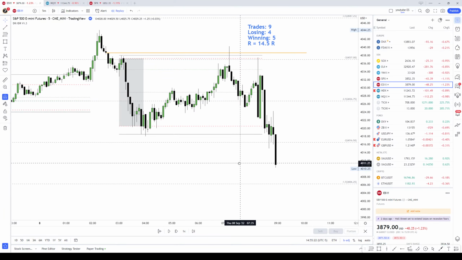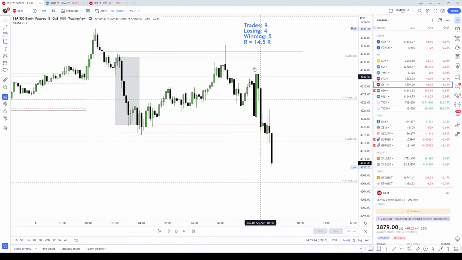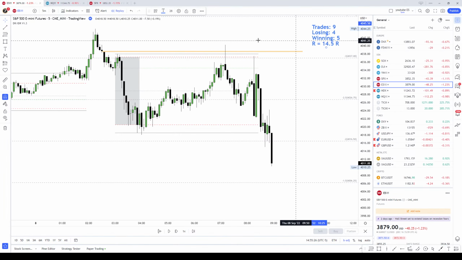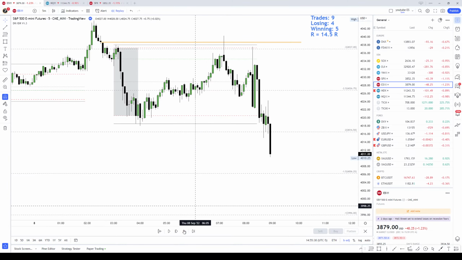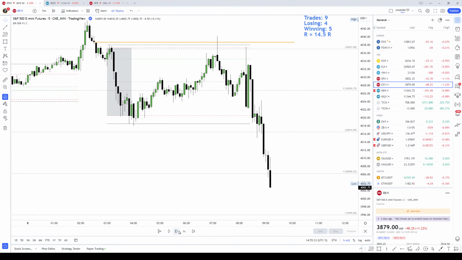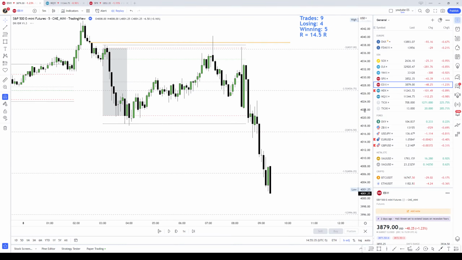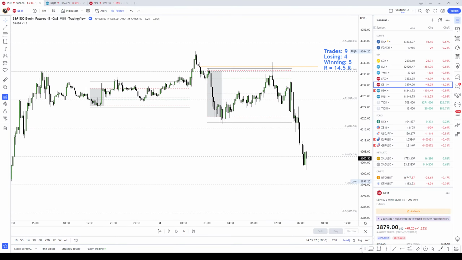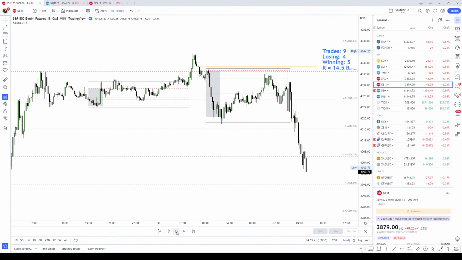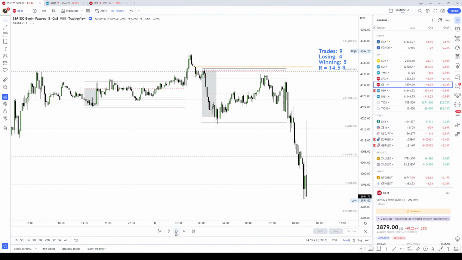Okay, let's continue. So retirement setup, I didn't take it, but that's an easy trade to take. I got unlucky, stopped out. That's life. Let's continue. So we see expansion to the downside. We are reaching 1.5, we're going deeper.